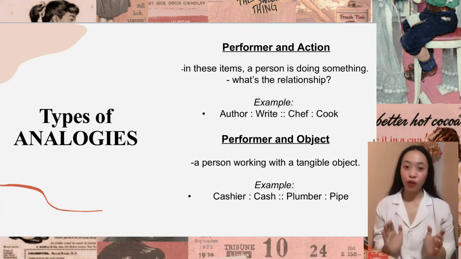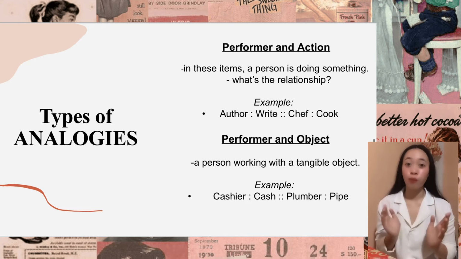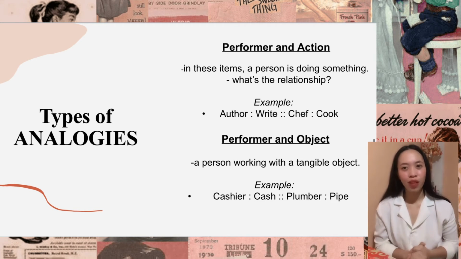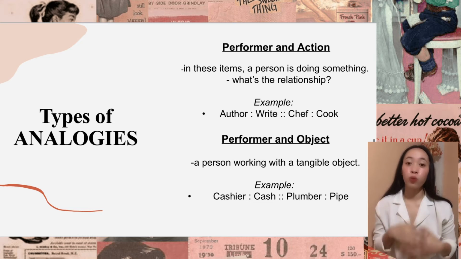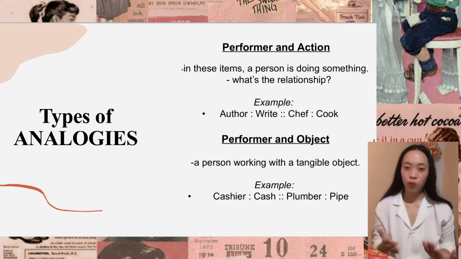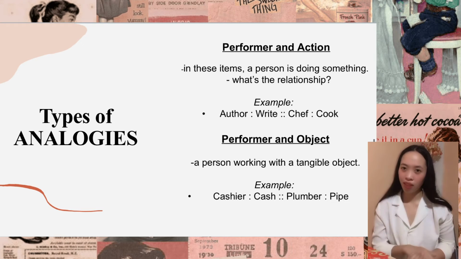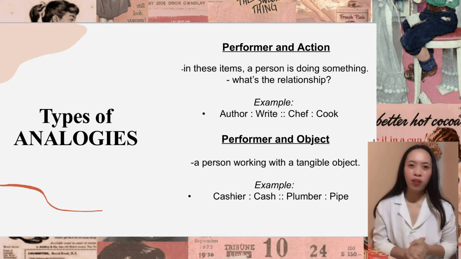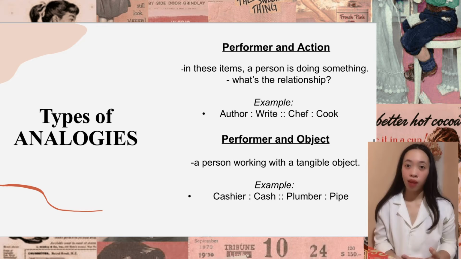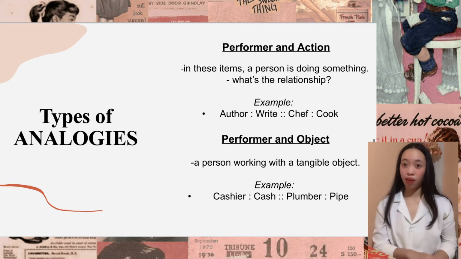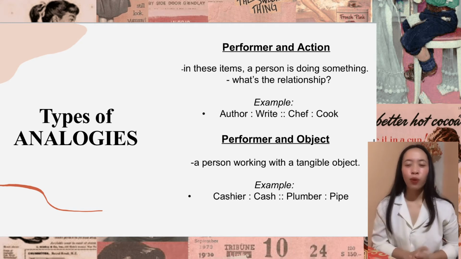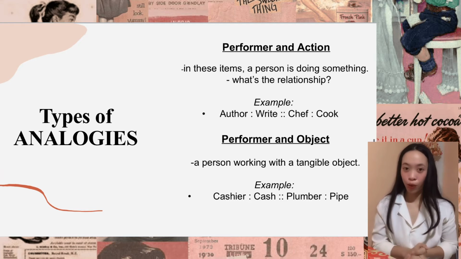Next, the performer and object. This is a person working with a tangible object. So the relationship is a person or animal and some objects that they associate with that person or animal. In the example, the first word is cashier. And the next word is what the cashier is associated with. Yes, cash. The next word is plumber. And what is the plumber associated with? Yes, pipe. So that is how the performer and object work.